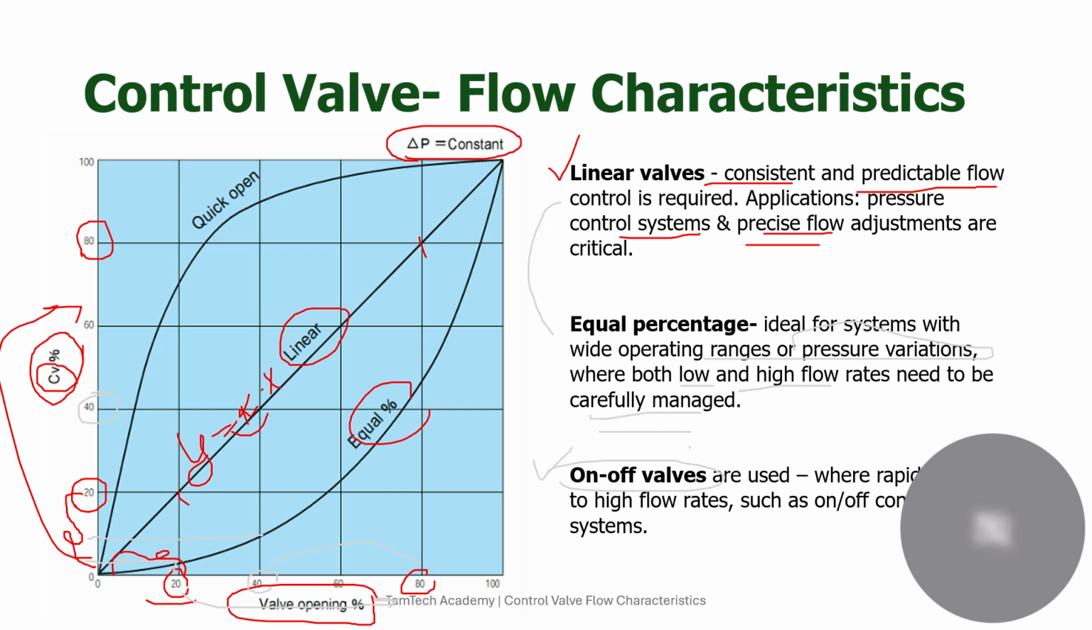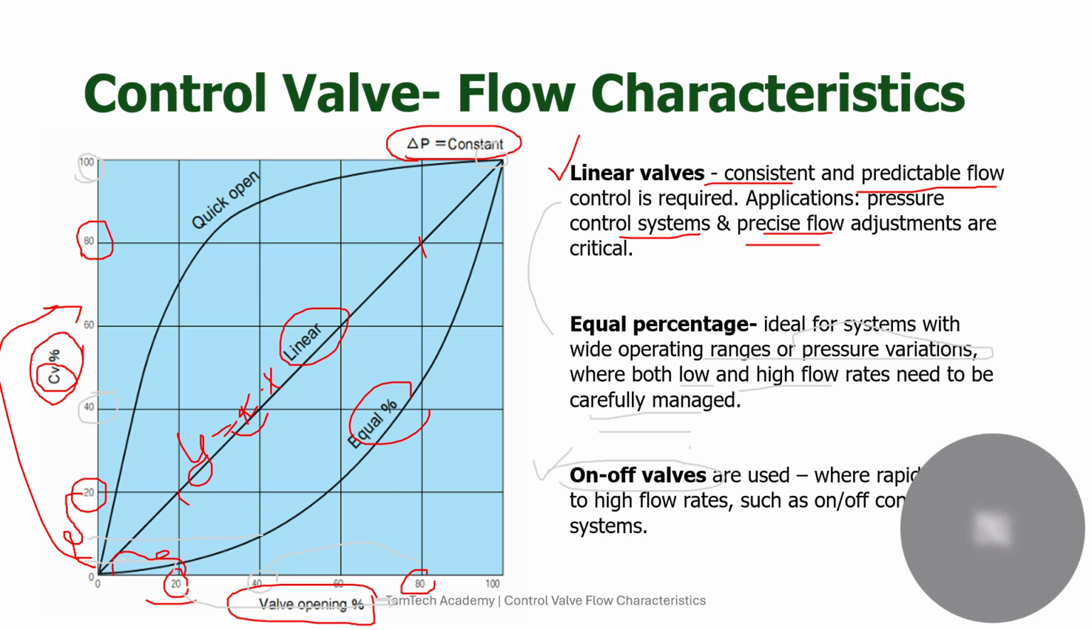this and this one, linear and equal percentage. They have a different valve plug shape, but the on-off valve has the flat disc. So its flow, let's say the CV dependency, will increase rapidly to its maximum flow somewhere here at 100%, as you can see, with a minimum initial valve opening.